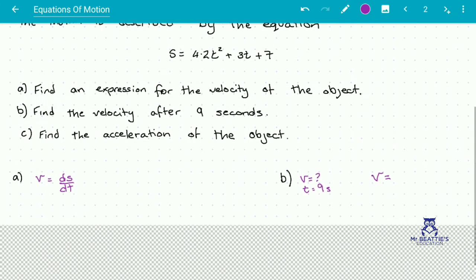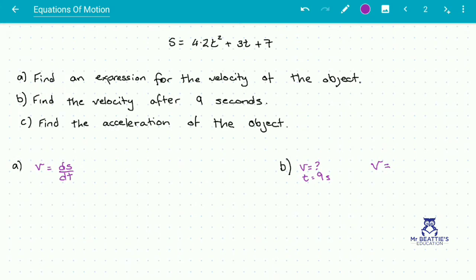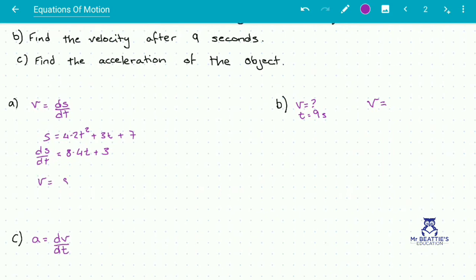Okay, so part A. Remember that velocity is the derivative of the displacement. So we are going to work out the derivative of the equation that it gives us. So it starts off with s equals 4.2 t squared plus 3t plus 7. So ds by dt is going to be 8.4 t plus 3, which means that our velocity is 8.4 t plus 3.